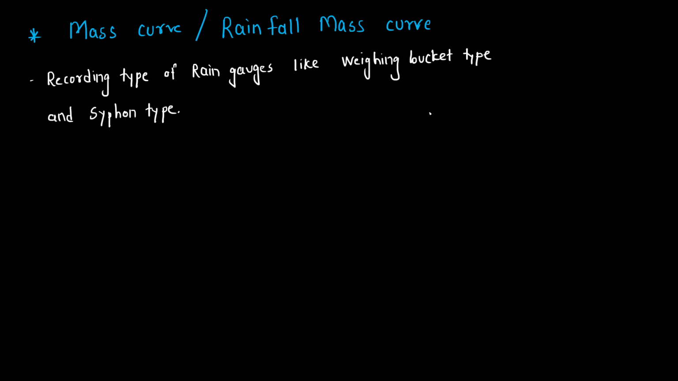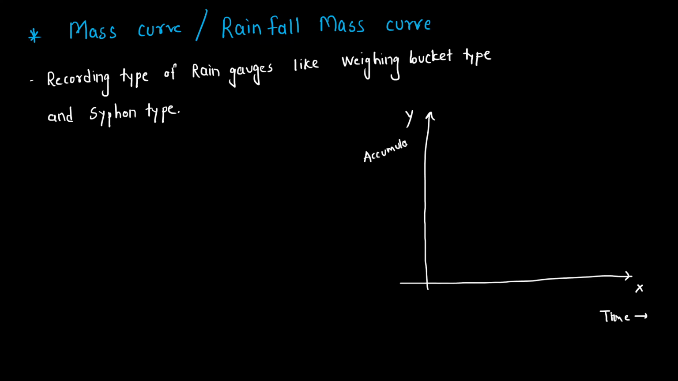Now what is a mass curve? So that you should know. If you plot on x-axis and y-axis, let's say on x-axis we are plotting the time, and on y-axis we are plotting accumulated rainfall. Slowly as the time increases, the accumulated rainfall will also keep on increasing and this will get plotted. So this type of curve is called mass curve.